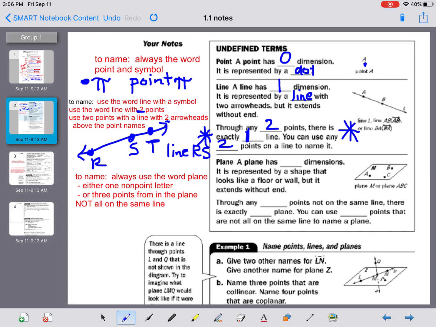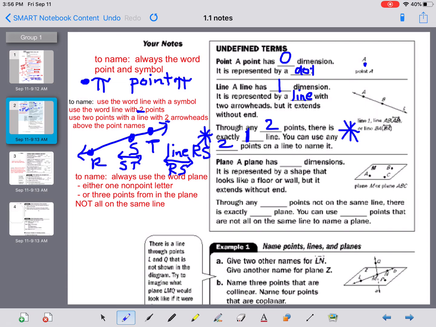I could use just R and S, and I could put a symbol above it with the arrows. So line RS. That's fine, okay? That's another way to do it. Now, I could have named the same line, line ST, and I can write it like that. So it doesn't matter how many points are on the line, you always use 2 and only 2 to name it.